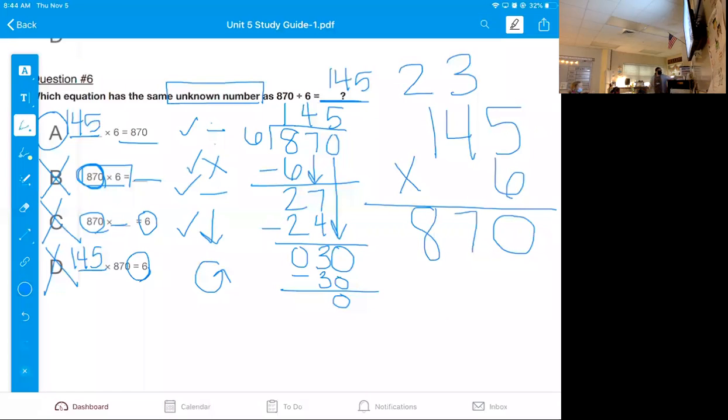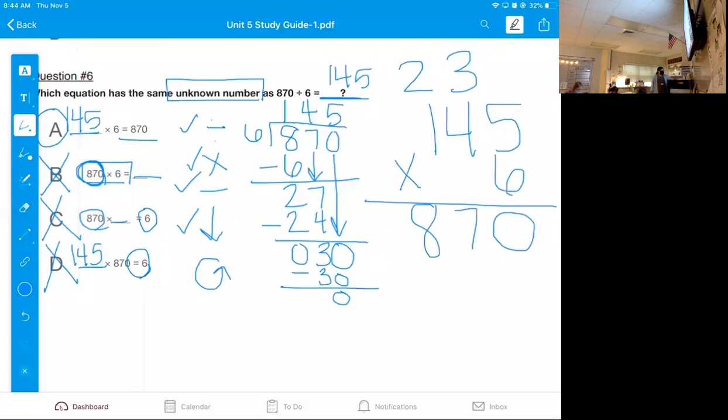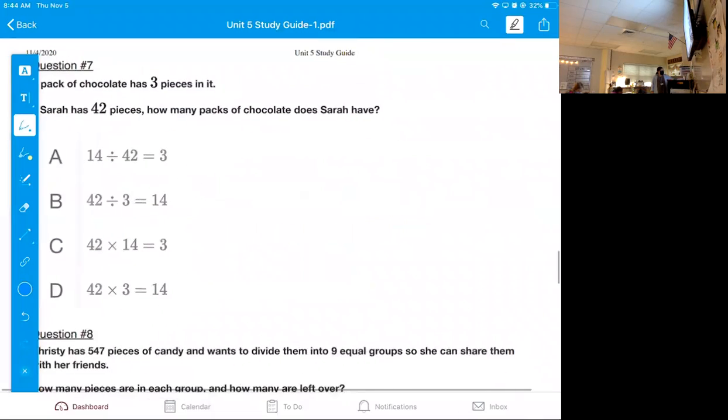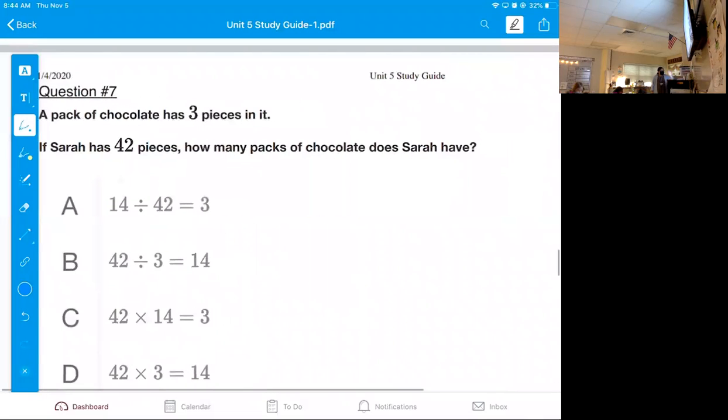All right, that was our most missed one, I think. All right, number 7. Everybody find number 7 where you worked it out, and let's check it.